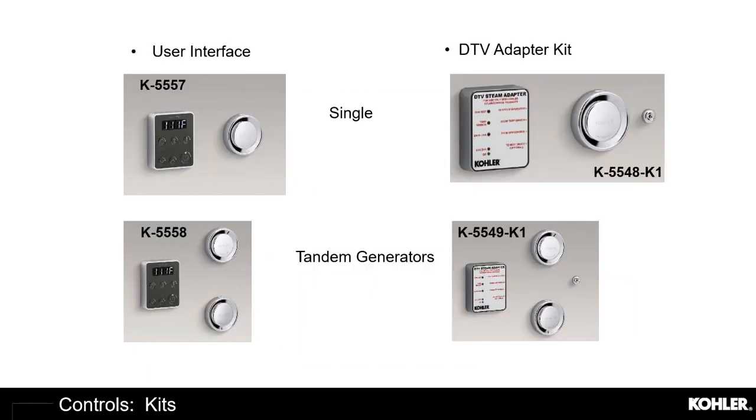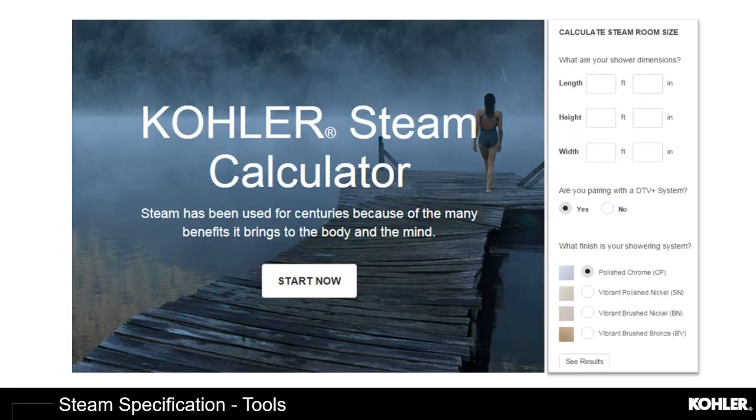Our user controls, if you're using them manually with a manual shower, with DTV mode or DTV prompt, you would use the interface on the left. Very simple, easy to use push button control with single or tandem steam head options available. On the right hand side, our DTV Plus adapter kit. This would be used for DTV Plus when you're controlling all of your steam options on your user interface. So flexible options here as well.